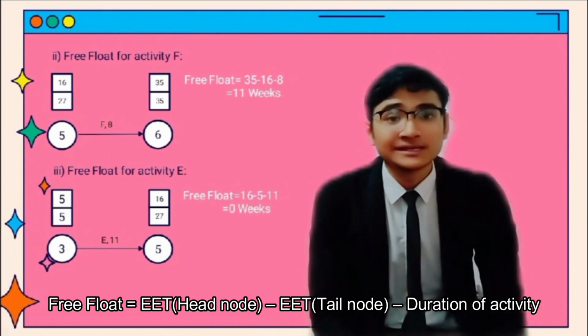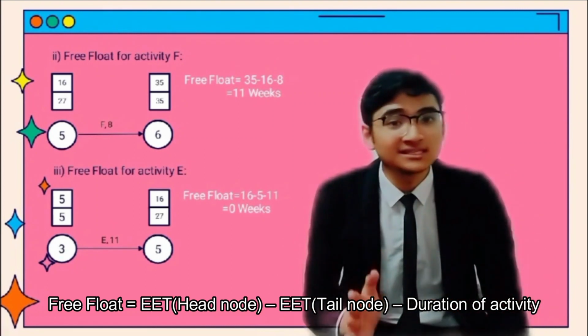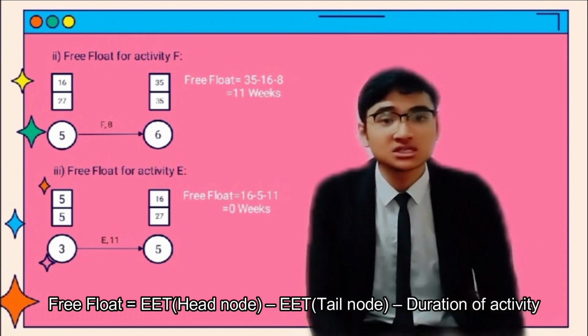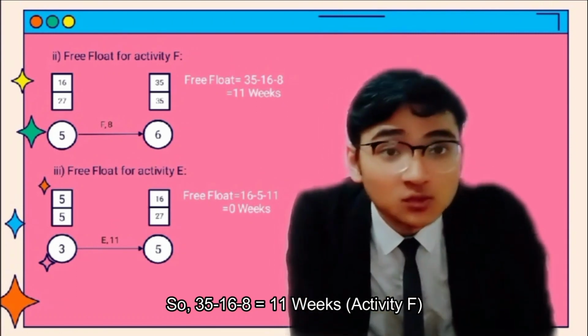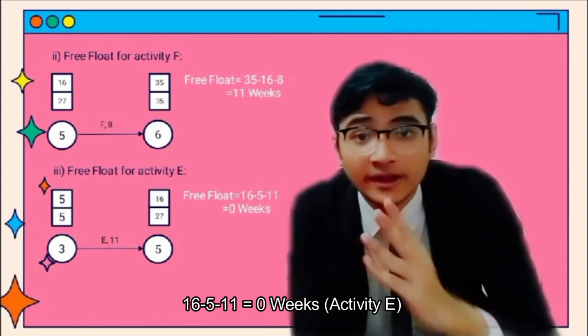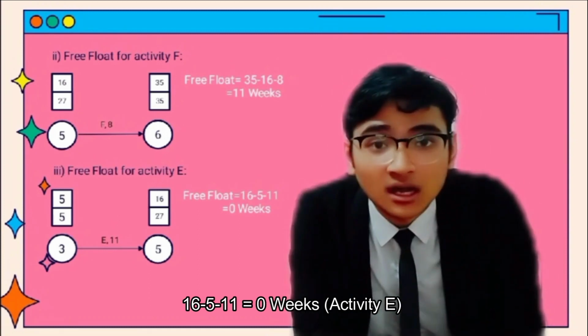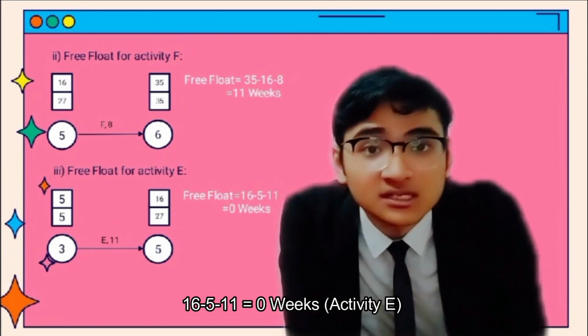Alright, so for free float, we take the EET of the head node minus the EET of the tail node and minus the duration of the activity. So 35 minus 16 minus 8 equals 11 weeks. Alright, so for activity E down there, it is just the same: 16 minus 5 minus 11 equals 0 weeks.